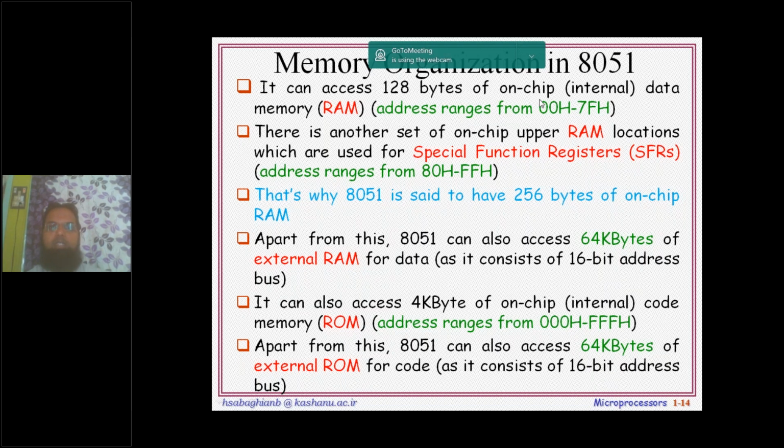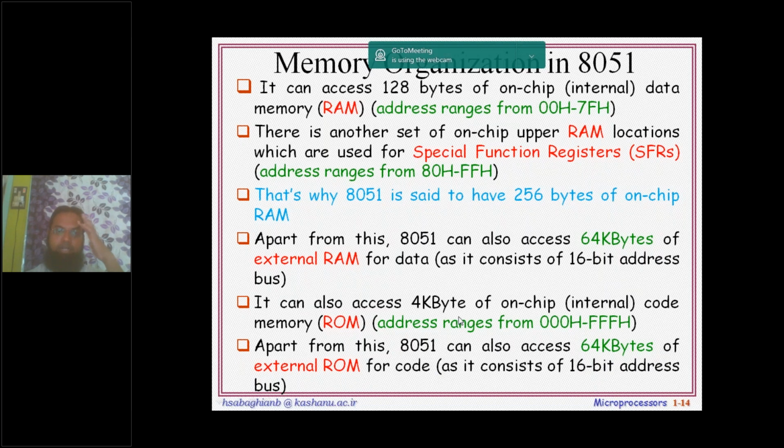And what is the address range of data memory? 00 to 7F. And what is the range of external data memory? It is 0000 to FFFF. And this is the address range of special function registers. And this is the amount of external program memory that we can connect with the 8051.